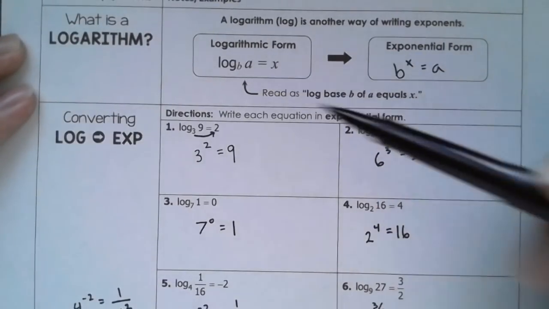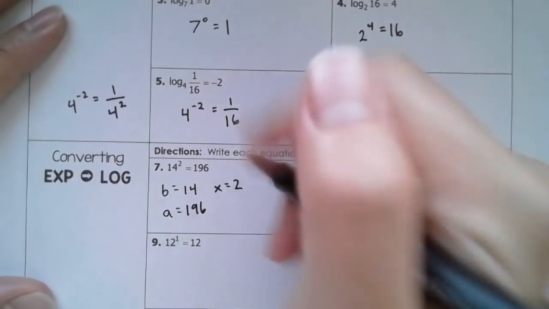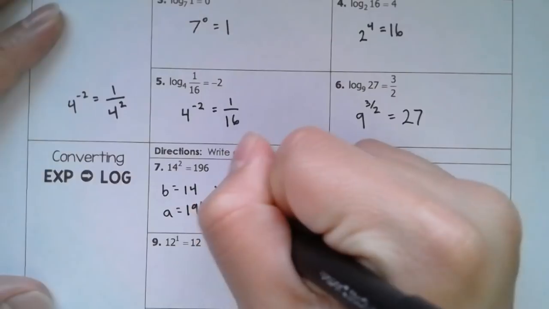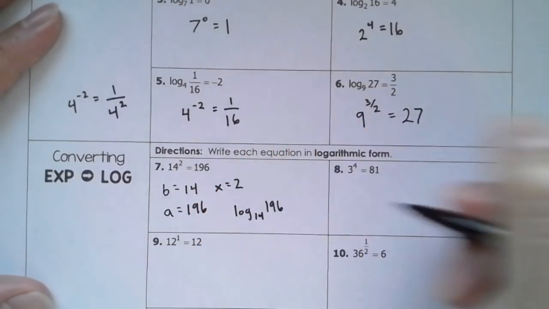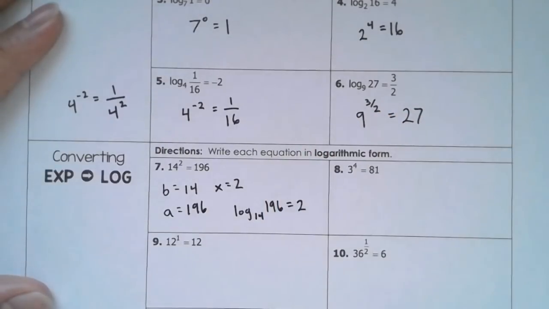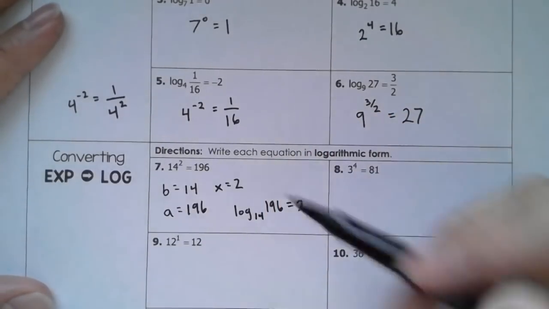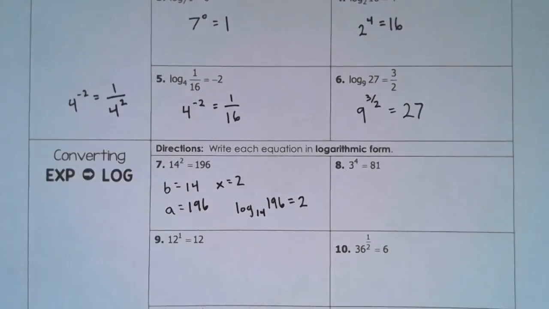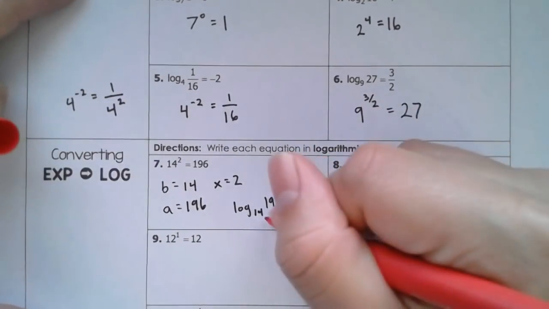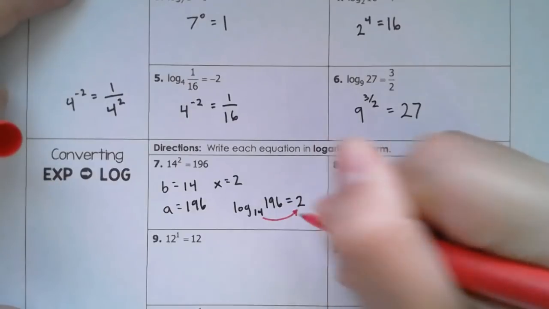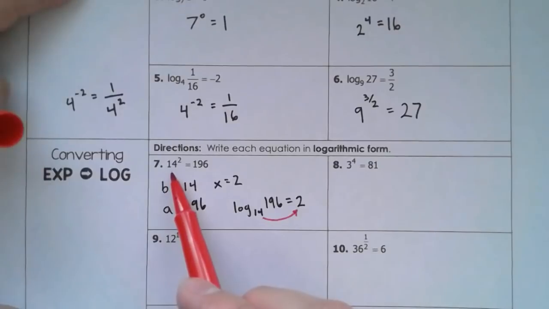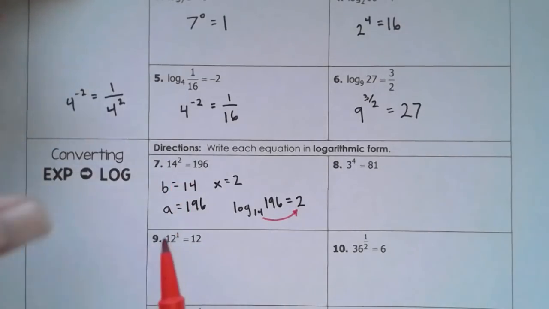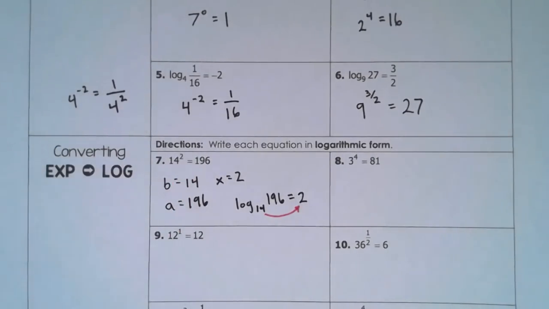Then you take these 3 and put them into logarithmic form. So I get log base 14 of 196 is equal to 2. And this holds just as I explained previously. If you were to push the base over to the right side and make this your exponent, you get 14 squared is equal to 196. So it's working backwards.